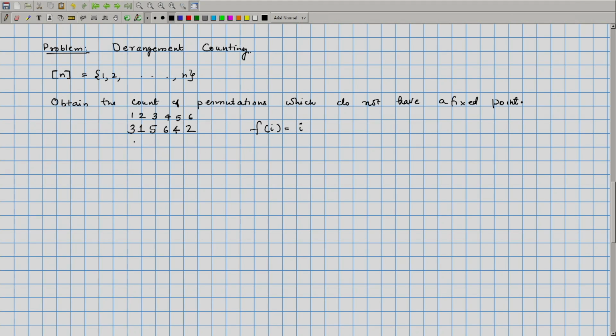Whereas, if we have taken the permutation 3, 1, 5, 4, 6, 2, so, let us say this is sigma 1, sigma 2 is 3, 1, 5, 4, 6, 2. The 4 has the property that, if we view the permutation as a function, sigma 2 of 4 is equal to 4. So, this will not be a derangement.